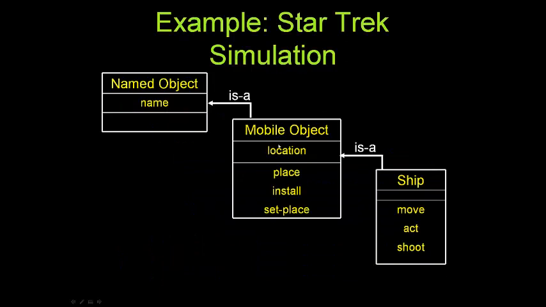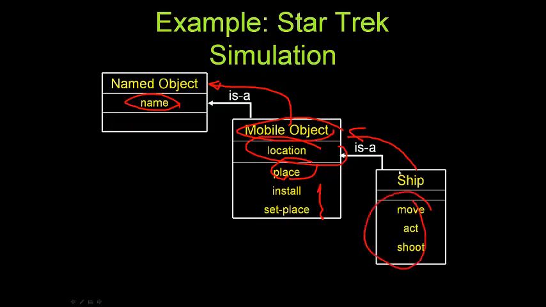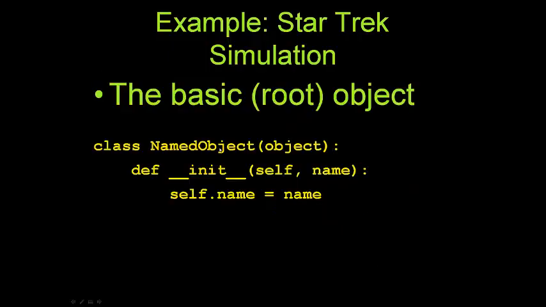In this case, we have defined NamedObject to be the root class of the system, and it has a name as the only attribute. A MobileObject is a NamedObject. It's got a location, a place, and install, and some of these functions. And a ship is a type of MobileObject, and there are some more functions or methods. The root object in this system is the NamedObject class, but actually it is by itself a subclass of object. So this is the root object of the Python object-oriented programming system, the OOP system.